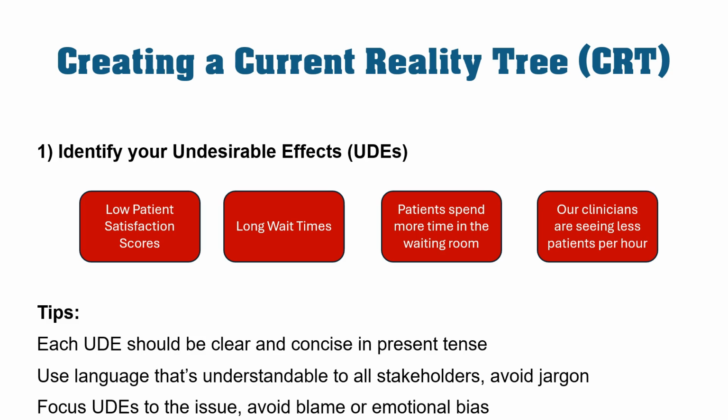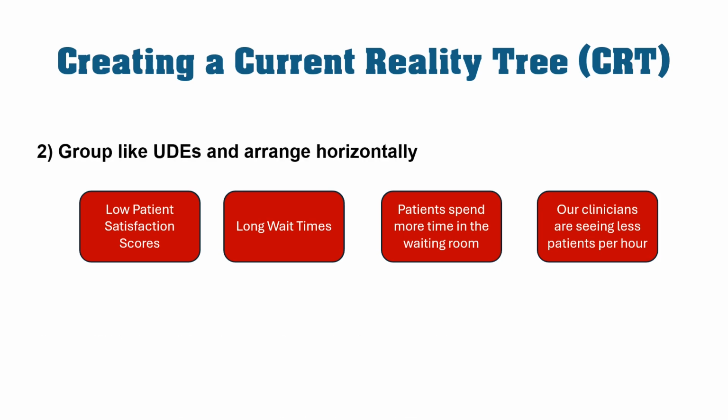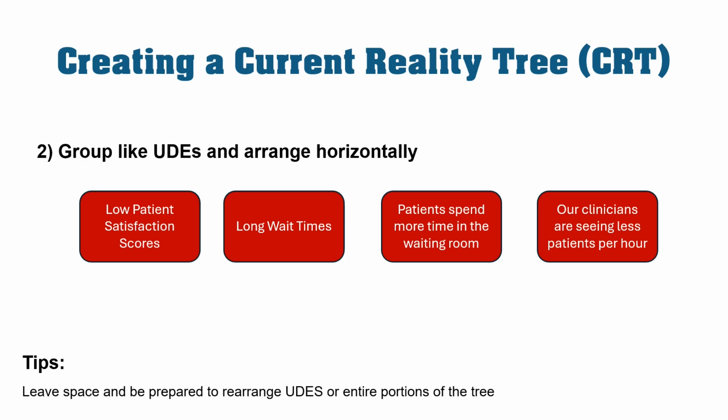So you can choose just a few to start with, or you could have many. But once you have them all organized, you're going to group them up and space them out horizontally. And for this, you're going to want to leave space and be prepared to rearrange entire portions of your tree. You might be moving them to and from as you work down your tree and figure out the root causes for your UDEs.